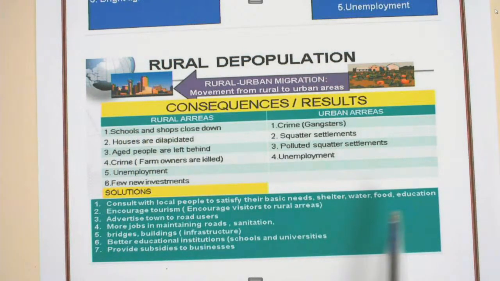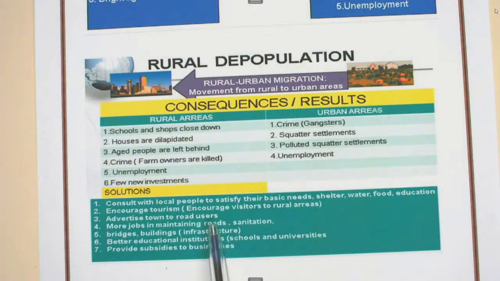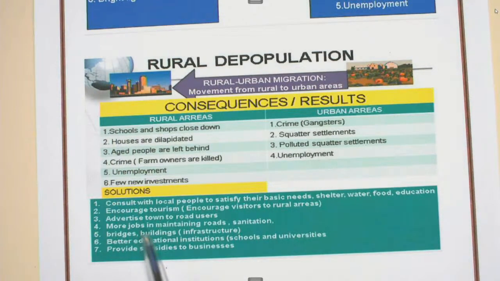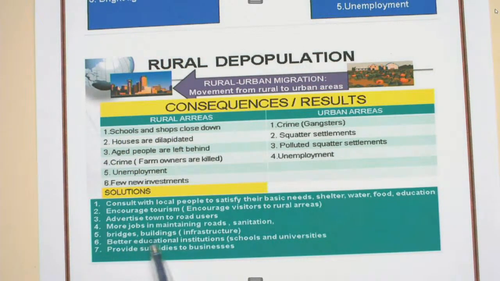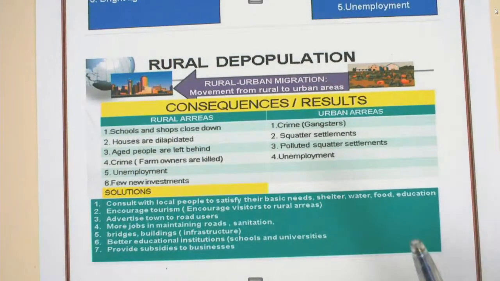Okay, the solution can be the following: consult with local people to satisfy their basic needs: shelter, water, food, education. Encouraging tourism. Advertise the town to road users. Must be able to do what other cities have done in South Africa. More jobs in maintaining roads, sanitation, bridges, buildings, infrastructure, better educational institutions, provide subsidies to investment.